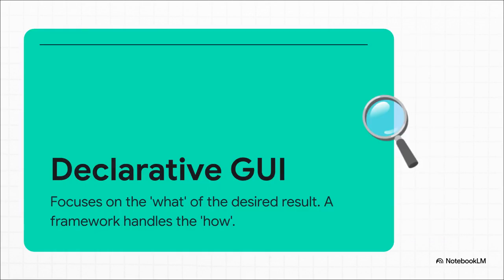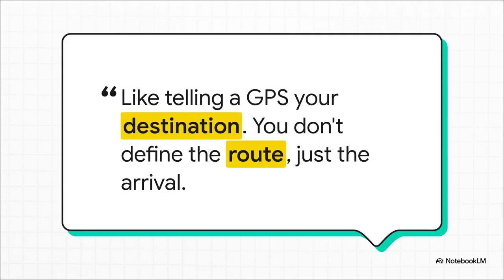But then you've got the other side of the coin, the declarative approach. Here, the developer only cares about the end result. They just describe what the screen should look like in a given situation. Like, when the user is logged in, the screen should show a welcome message. They don't write the code for how to make that happen. Some smart framework handles all the messy in-between steps automatically. With the declarative approach, it's a lot like just plugging a destination into your GPS. You trust that it's going to figure out the best route. You've just declared where you want to go, and the system handles the how.